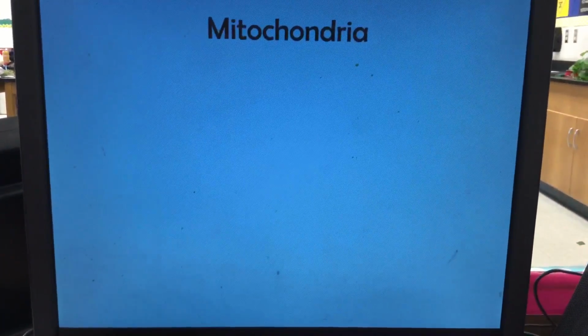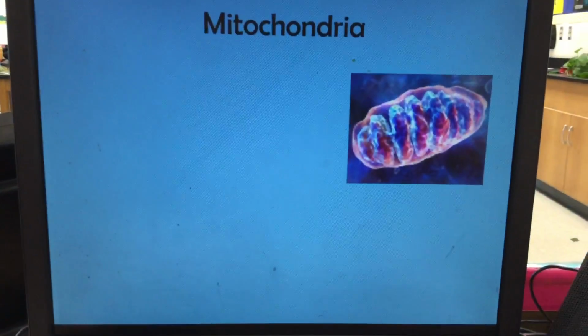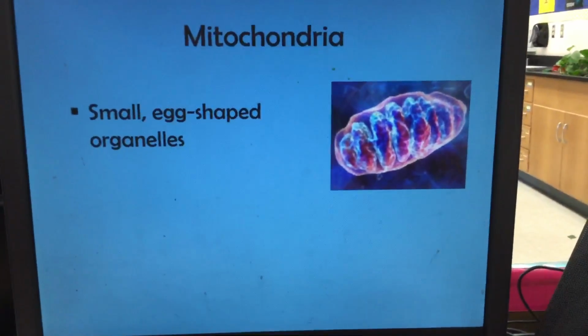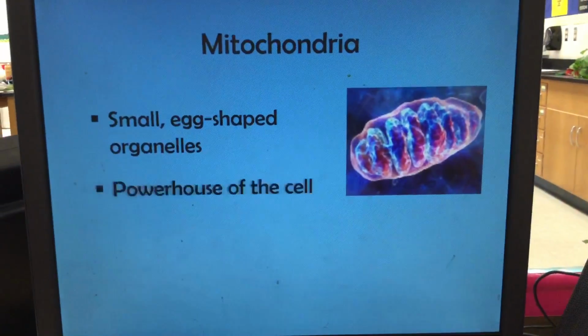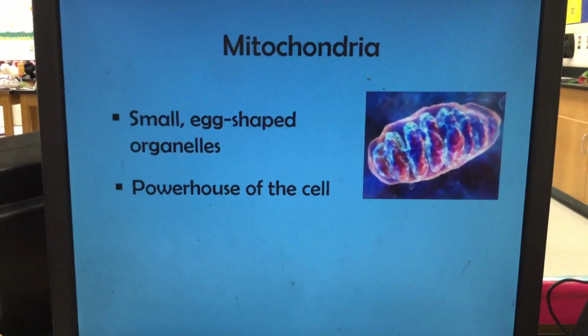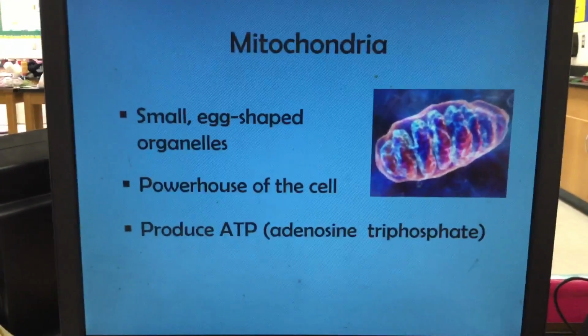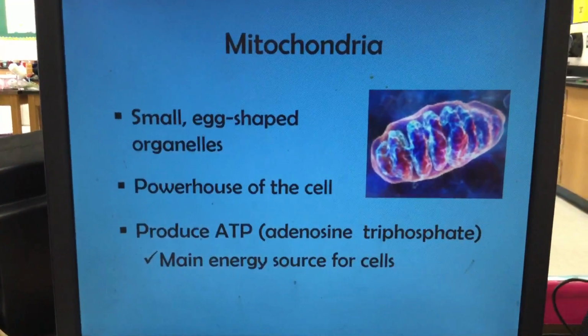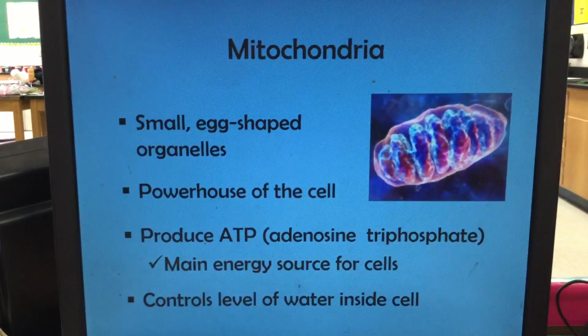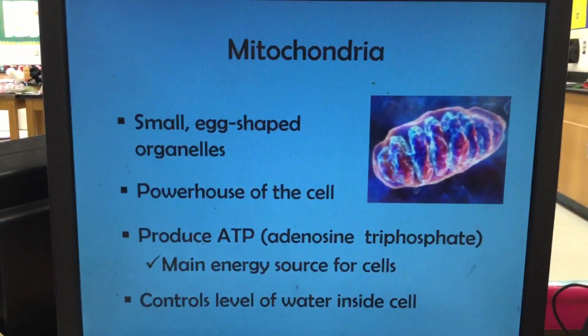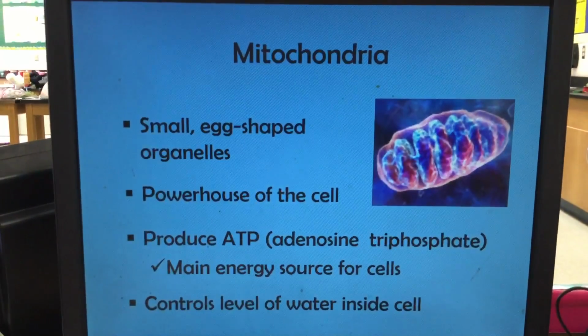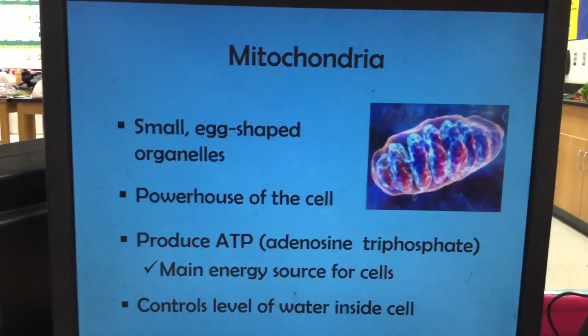Going to flip that page. The mitochondria. This is the small egg-shaped organelle. It's considered the powerhouse of the cell. It produces ATP, which is the main energy source for cells, and it controls the level of water inside the cells. That's the mitochondria.